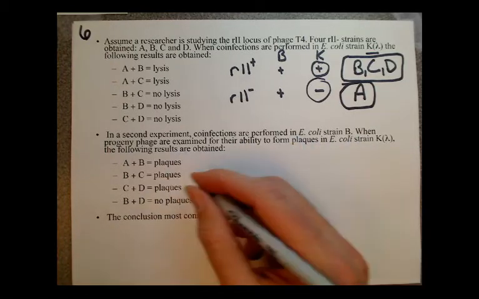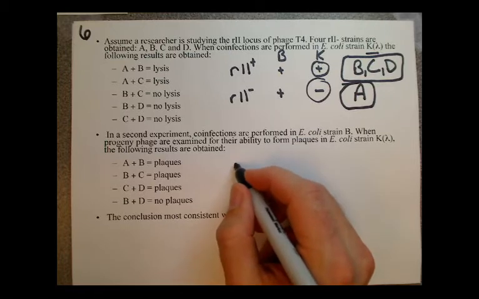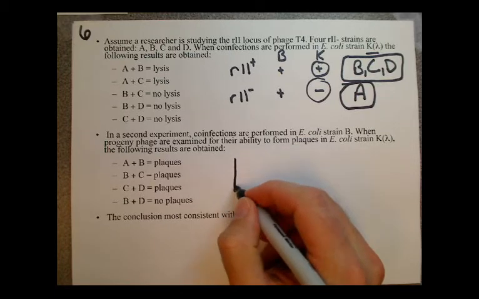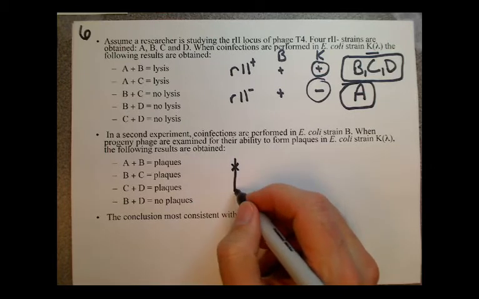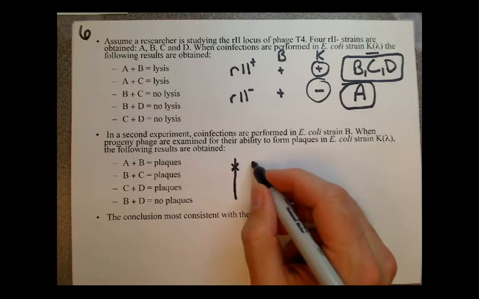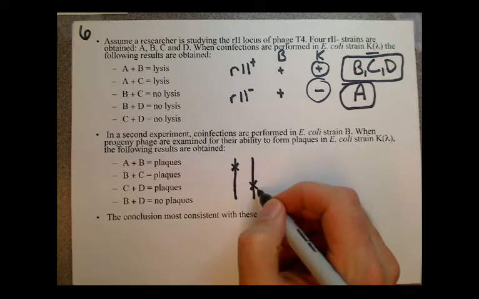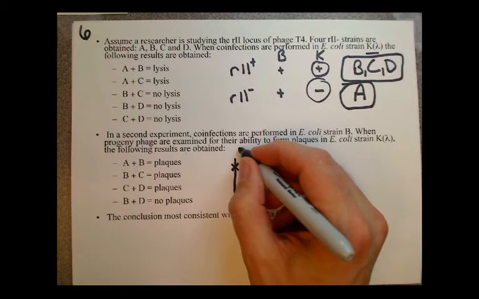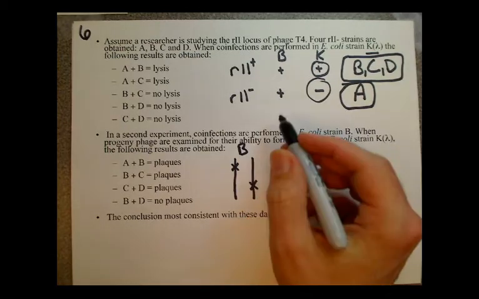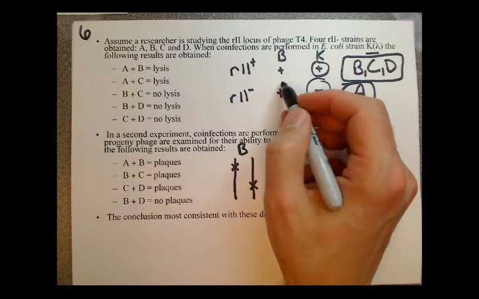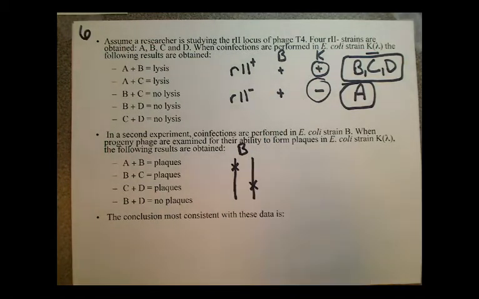So again, if you remember from what we talked about before, if you have a situation where you have phage that have a mutation in one gene, or in one position of the chromosome, we'll say, and you co-infect with another phage that has a mutation in a different place. And to do this co-infection, you've got to do this in strain B, because both of these phage are able to grow in strain B, wild-type or the mutant. So these will be able to grow there.